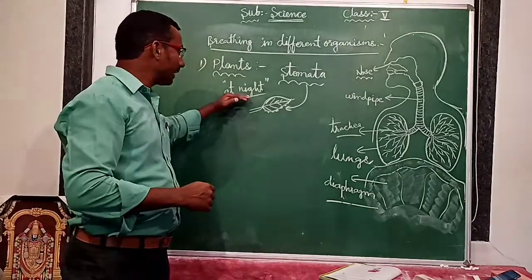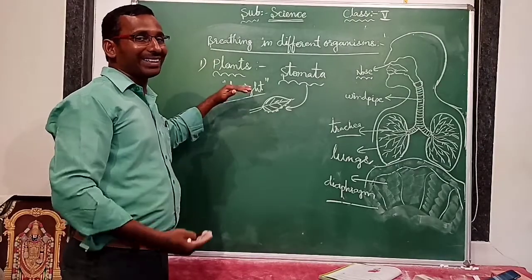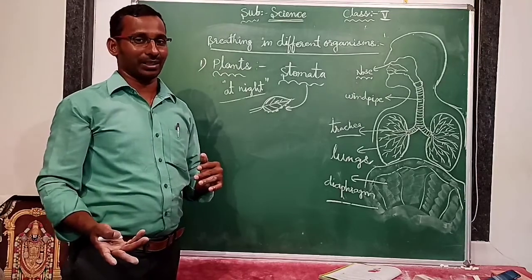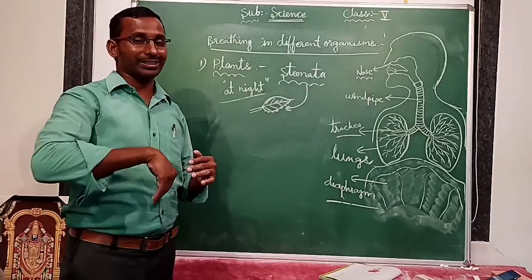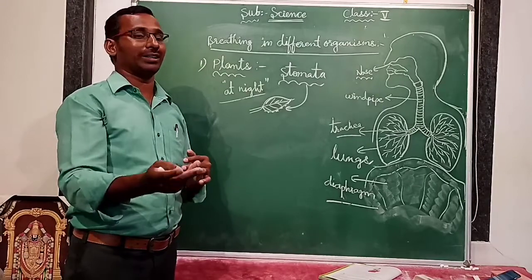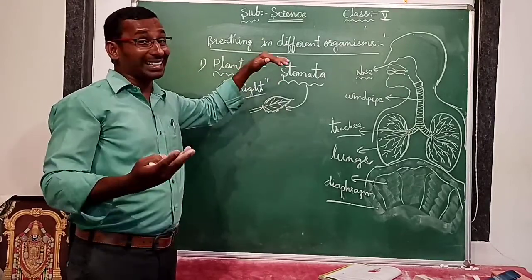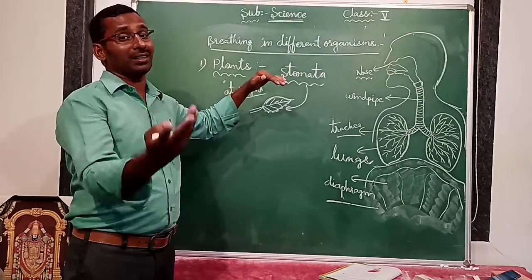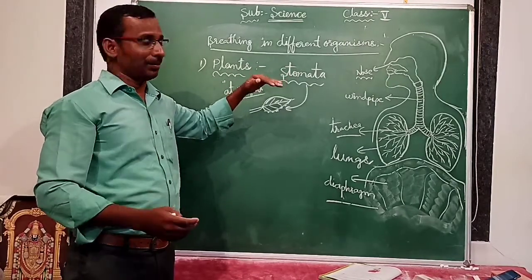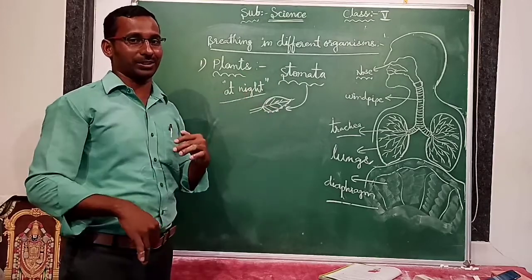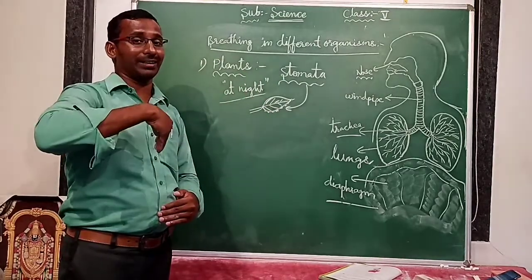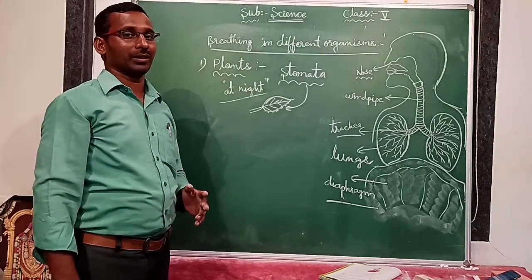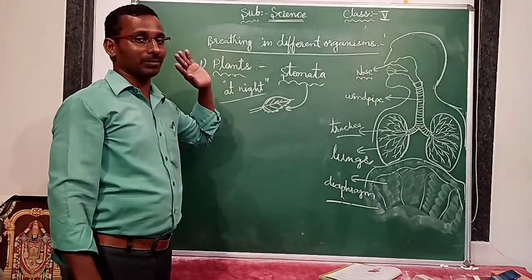But during night time, what will they do? They take oxygen inside and release carbon dioxide, like how we breathe: oxygen goes inside, carbon dioxide comes outside. In the same way, plants breathe at night. They take oxygen like us and release carbon dioxide. But in the daytime it is the opposite: they take carbon dioxide inside and release oxygen outside. So like that, plants breathe.